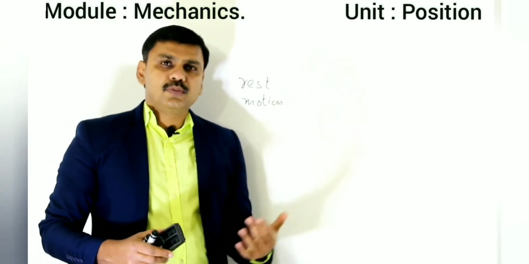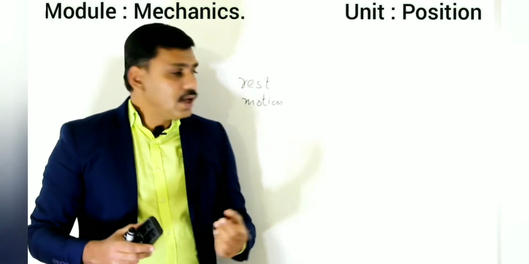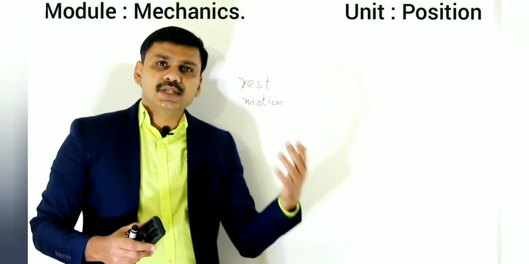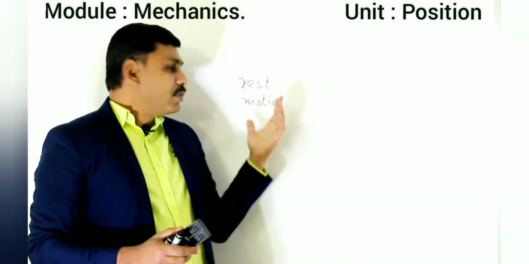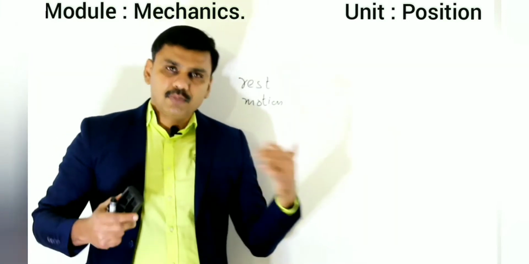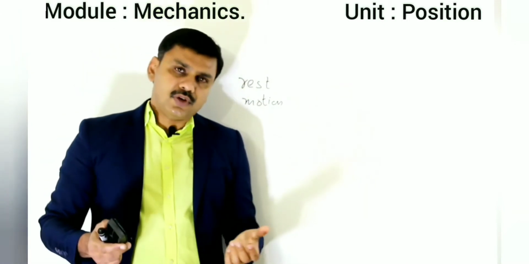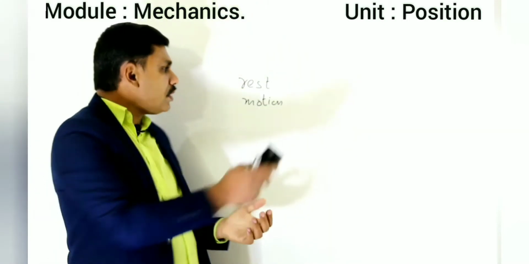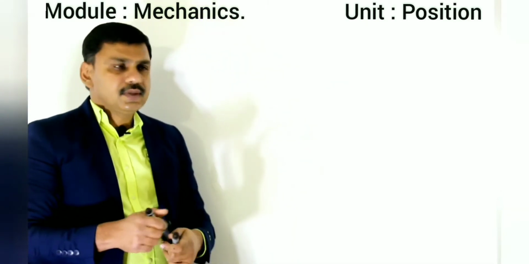An object is said to be at rest if there is no change in position of the object. An object is said to be in motion if the position of the object changes as time changes. As time changes, the position of the object is changing, then you can say the object is in motion. As time changes, if there is no change in position of the object, then you can say the object is at rest. So these are the differences between rest and motion.